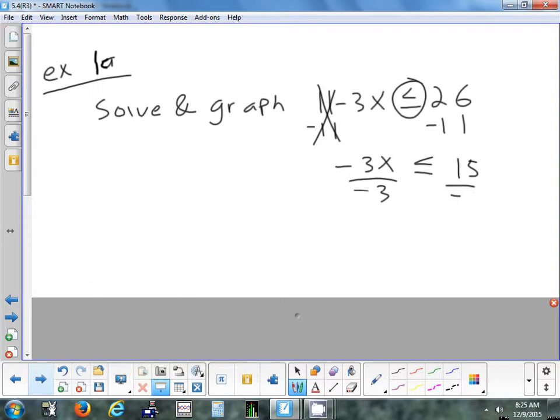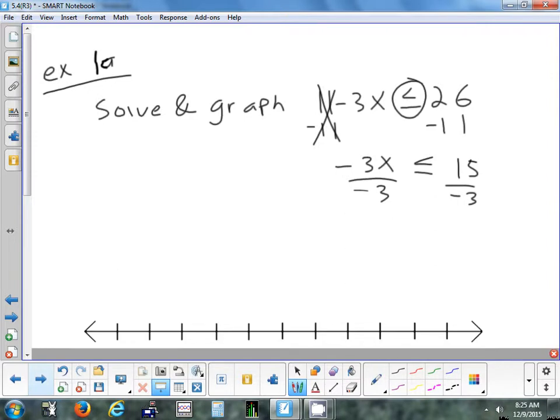Divide by negative 3. The 3's cancel. The negatives cancel. And Victor, what's on the left side? Just x. And tell me what's on the right side? 15 over negative 3. Yeah, 15 over negative 3, which becomes negative 5.